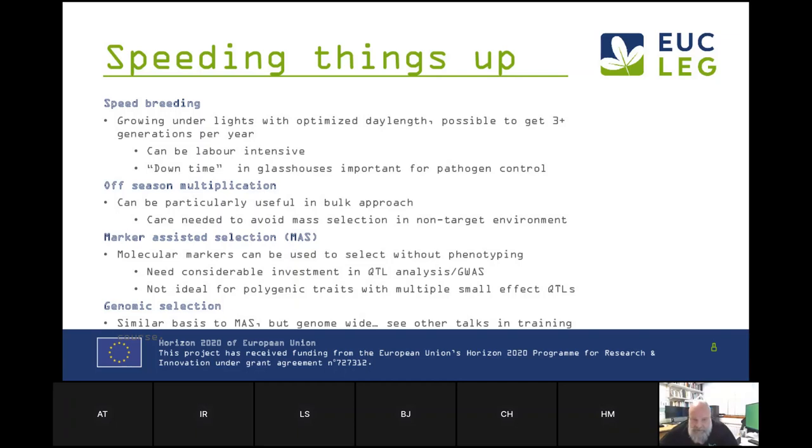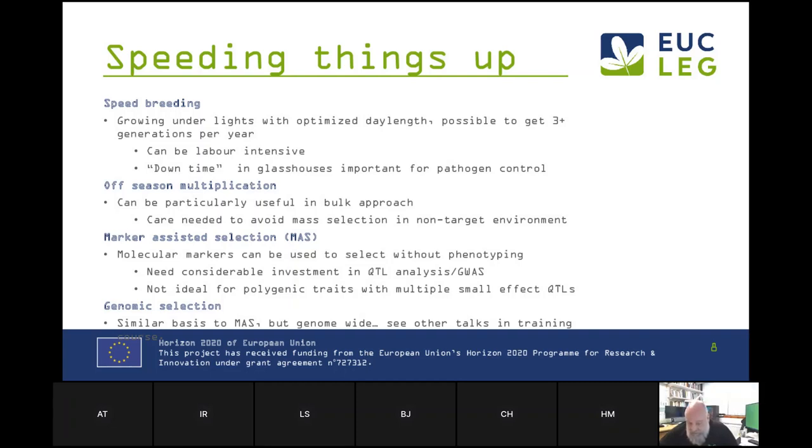It's important to be aware as well that some level of mass selection takes place within this approach. You tend to be selecting for plants that will grow very well under long day lengths in glasshouses, which may be counterintuitive to what we're trying to achieve.